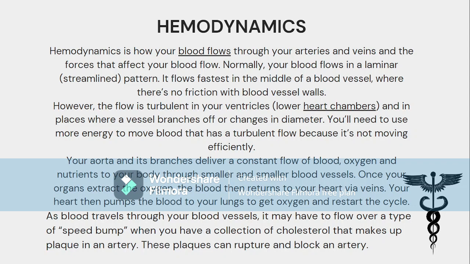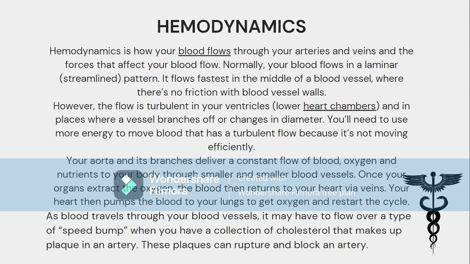One key parameter in hemodynamics is blood pressure, which is the force of blood pushing against the walls of the arteries. Blood pressure is measured using two numbers, the systolic and diastolic, and is expressed in millimeters of mercury. High blood pressure, or hypertension, is a common cardiovascular disease that can lead to serious health problems including heart attack and stroke. Blood flow is another important parameter in hemodynamics.